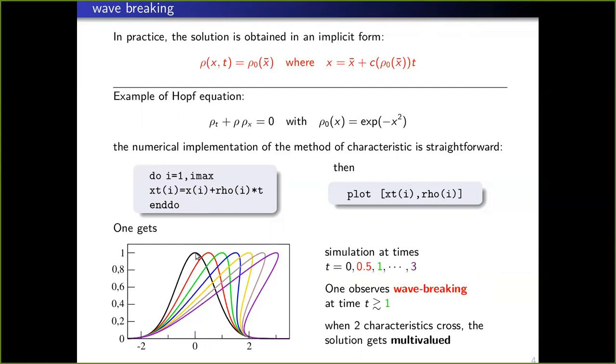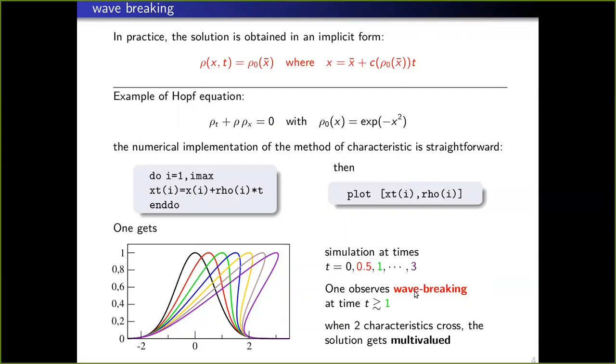So at time t equals 0, one has the Gaussian in black. Time t equals 0.5, it's in red. It has moved to the right. At time 1 it's green, 1.5, and so on and so forth, and time 3 is the purple curve there. So one observes that the solution gets multi-valued. One speaks of wave breaking. It's difficult to say from this picture, but at a time slightly larger than 1. At time t equals 1, it seems to be still okay, and in blue, at 1.5, it's multi-valued. So wave breaking in French is a déferlement.